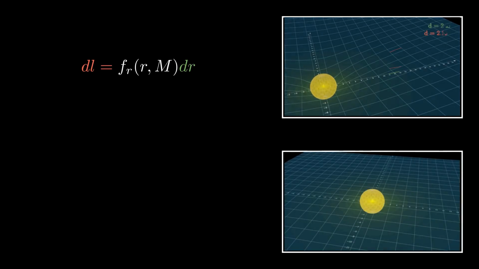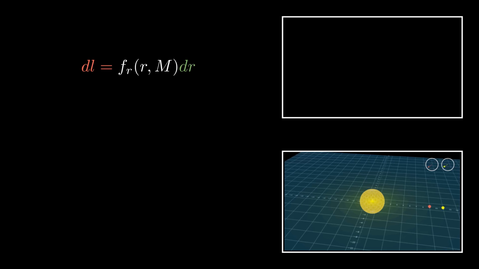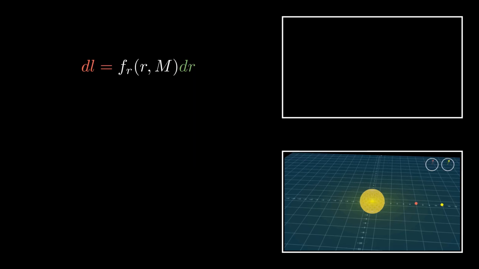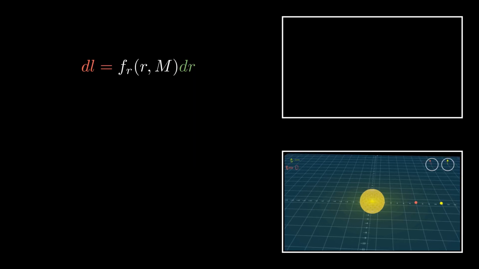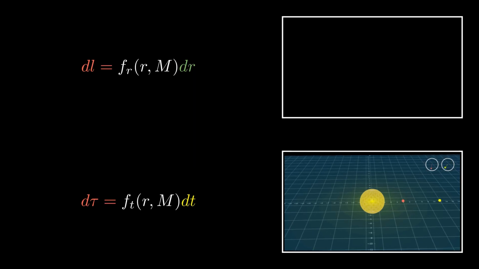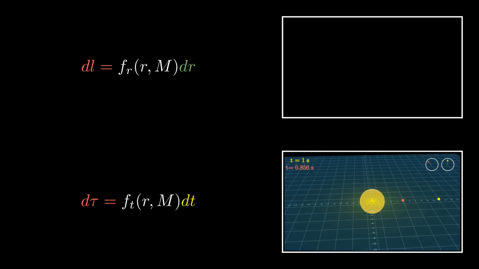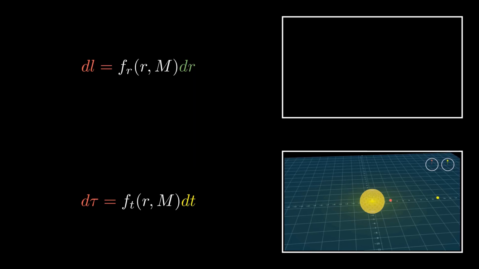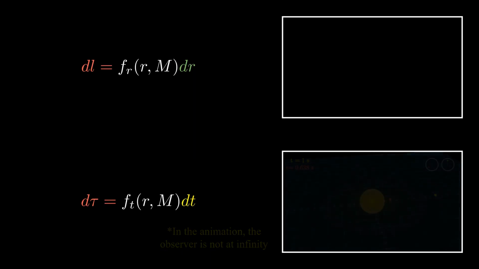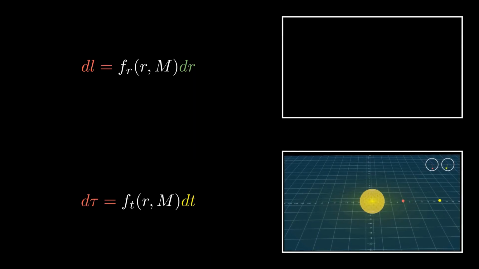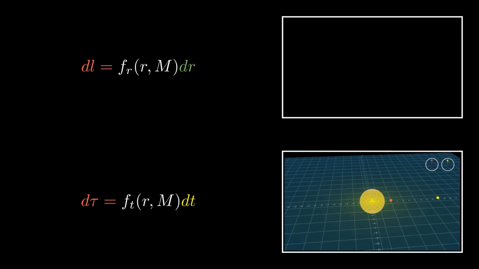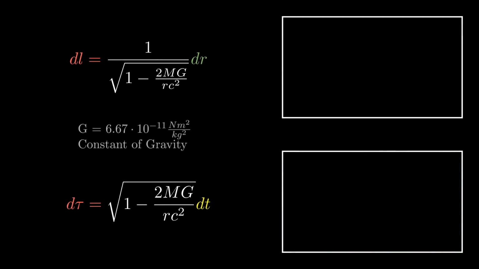For time, we do something similar. We saw that for stationary observers, time runs slower and slower the closer you are to the mass. So d tau, the actual time that passes on a watch of the observer, is also some function of r and m. Here, we will relate everything to an observer at infinity. So d tau is equal to some function times dt, where dt is a time interval measured by the watch of an observer at infinity. These two functions are given by the following.